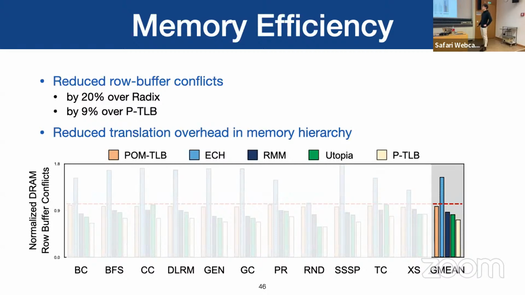Another reason why we increased performance is because we increased memory efficiency. We did, in fact, reduce row buffer conflicts with Utopia by 20% over the radix tree page tables and by 9% over perfect translation lookaside buffers. And what we can see here in red is again the reference, the baseline of the radix page tables.